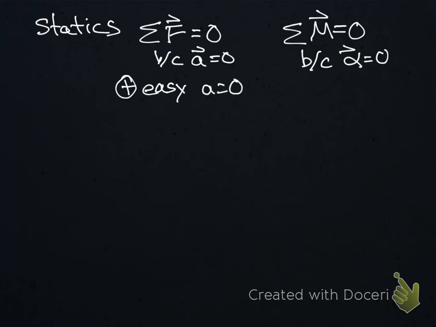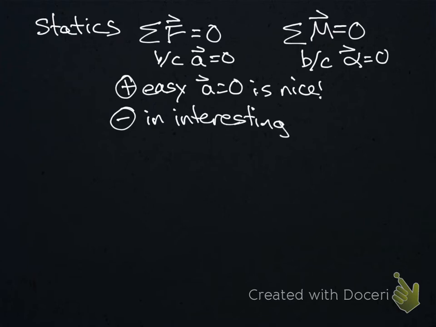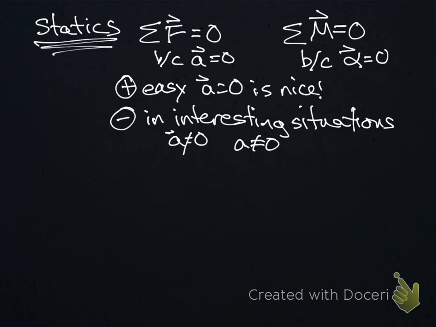A equals 0 is nice. It's easy to work with. The con here, the major flaw in this, is that when we're talking about movement or interesting situations, A is rarely 0. So when we think about the body moving, when we think about it getting injured, almost always A is not 0. So it provides some information, but it's limited information if we make a statics assumption.